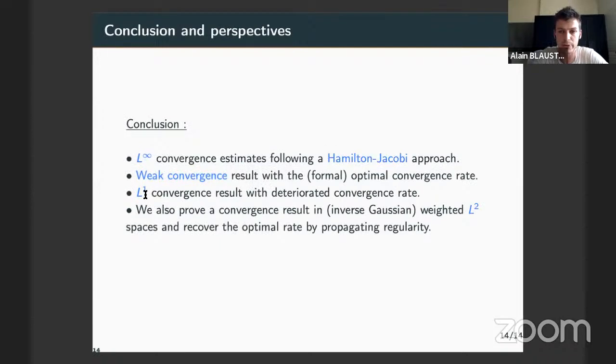So we strengthened this result into a strong convergence, L1 convergence, which I didn't present here because we didn't have time. But with a deteriorated convergence rate. So if you try to get strong convergence, you lose on the rate of convergence. Okay, thank you. So sorry, just a follow-up question.